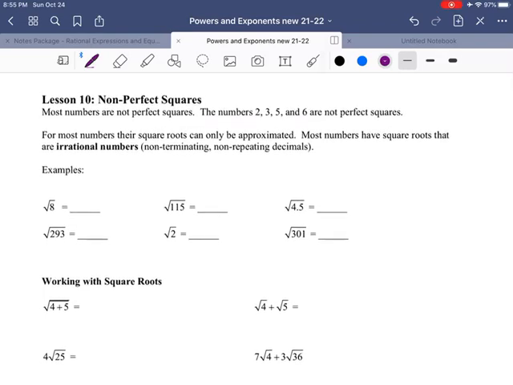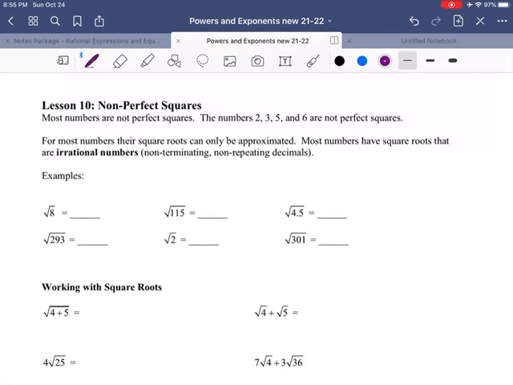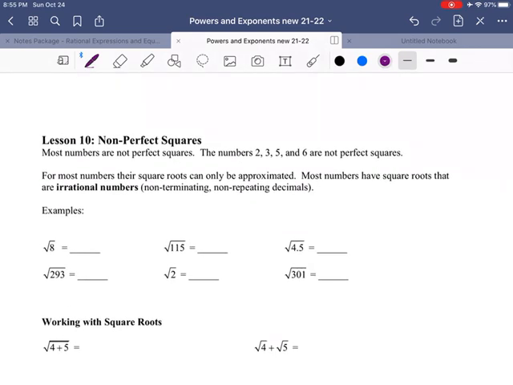All right, here's lesson 10, non-perfect squares. Most numbers, in fact, are not perfect squares. We've been dealing with the first 10, 12 perfect squares: 1, 4, 9, 16, 25, 36, 49, 64, 81, 100, 121, and 144. So those are the first couple perfect squares.